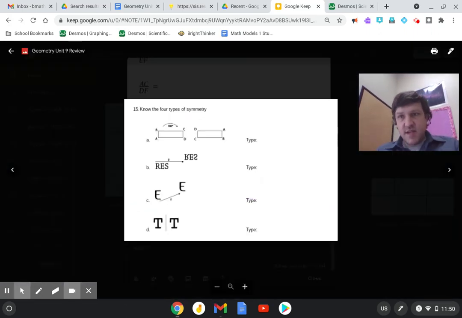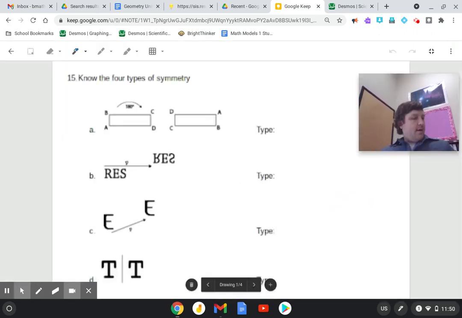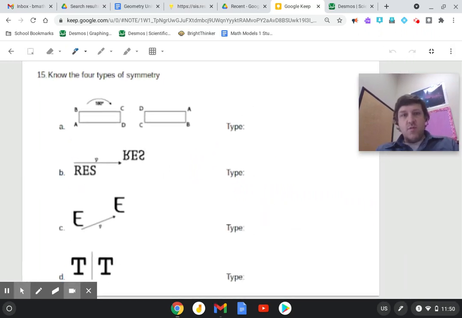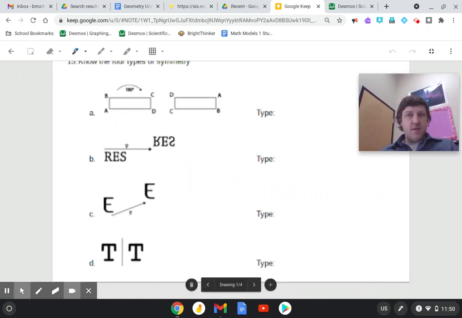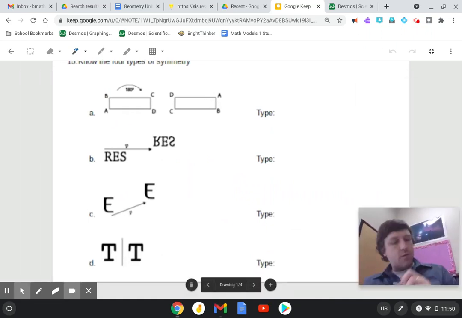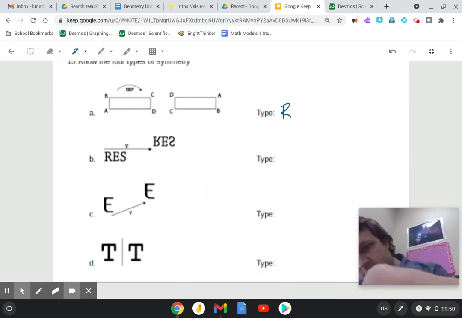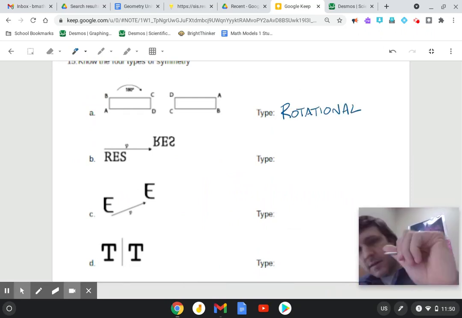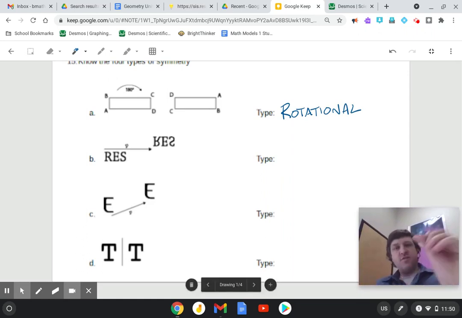Next one is symmetry types. This is, again, mostly more or less vocabulary, but I'll give you the 4 types and show you which ones go with which in these examples. So the 4 types are rotational, which is what you have in the first option. Rotational just means that the figure is just rotated where it is in a sense.